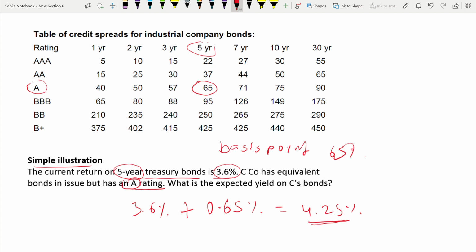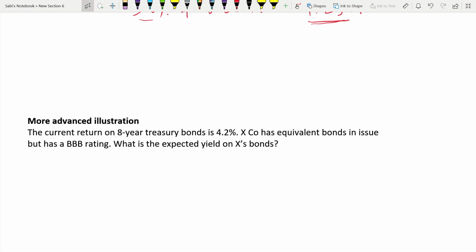Now you will always be given this return to add with the credit spread. You just have to add the credit spread with the return. That's it. Now let us go to the more advanced illustration.